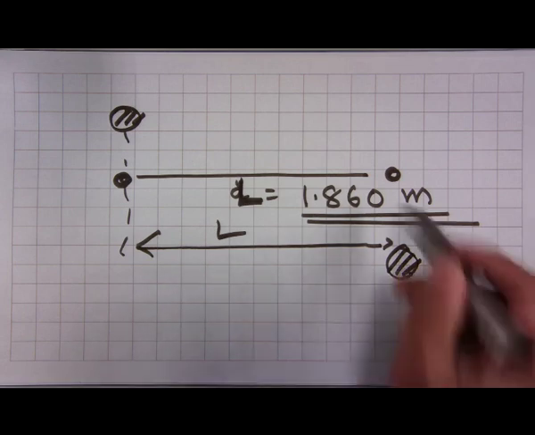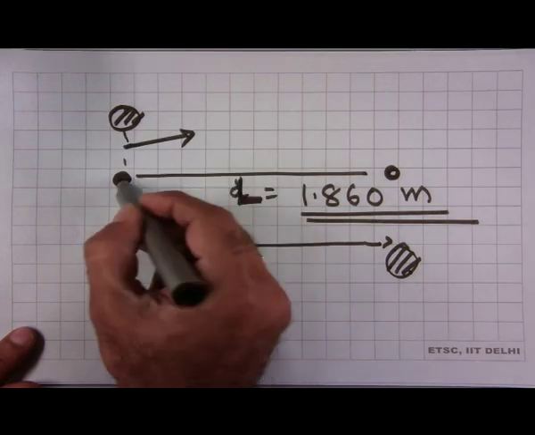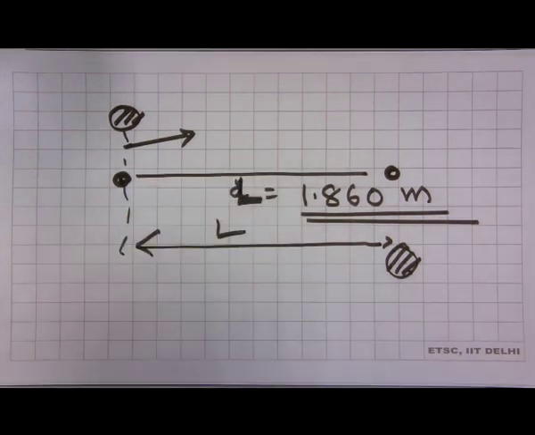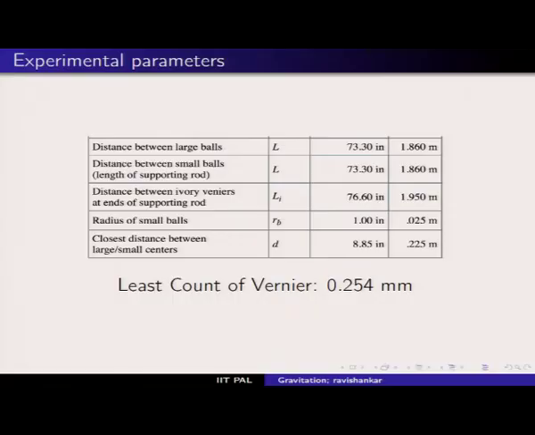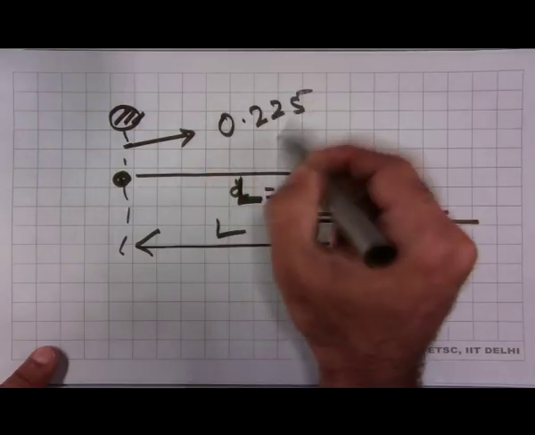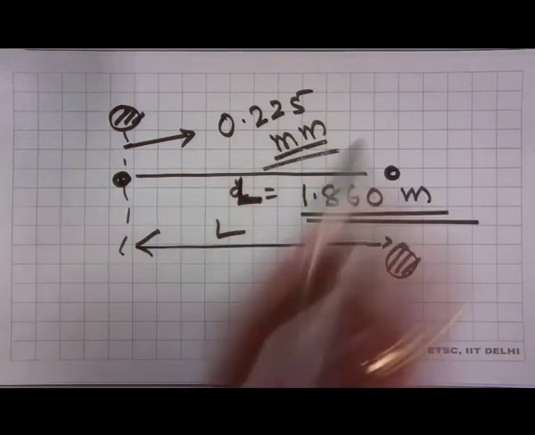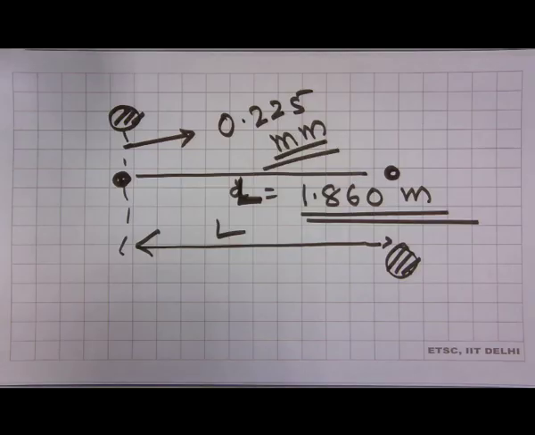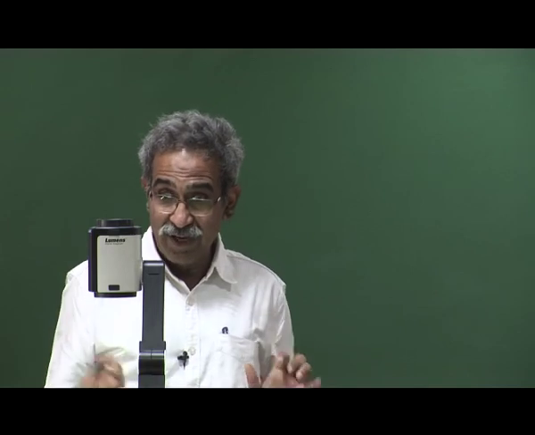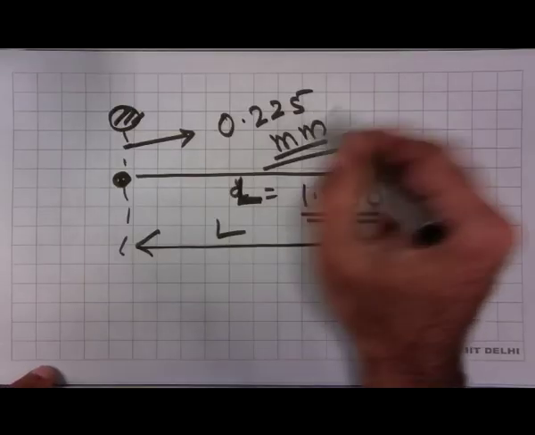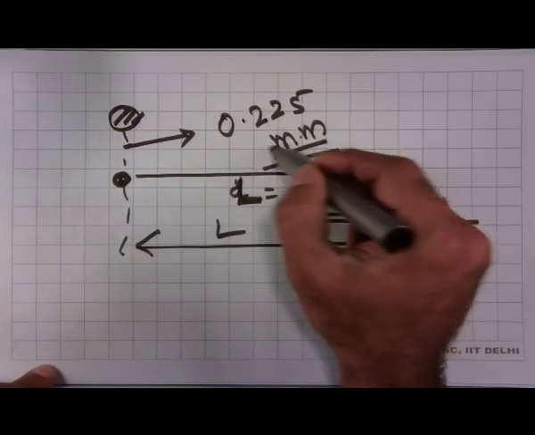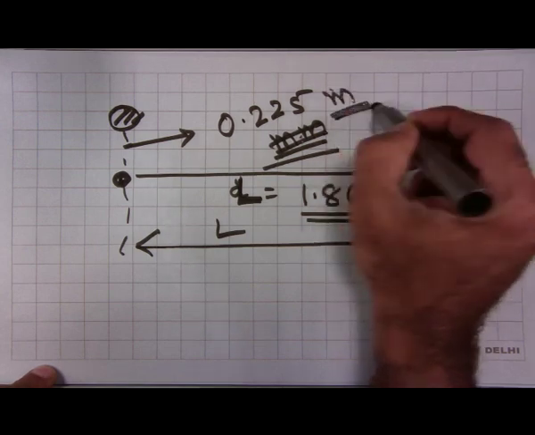We have to worry about the distance between this small rod and the big rod. So let me see what that distance is. It was of the order of 0.225 millimeter. Remember, I want a very large gravitational force. Therefore, the distance must be as small as possible. Otherwise, it will die very, very rapidly. Therefore, the distance was of the order of 0.225 meters. It cannot be millimeter because he certainly did not have the least count. So 0.225 meters, that is the distance that was there.